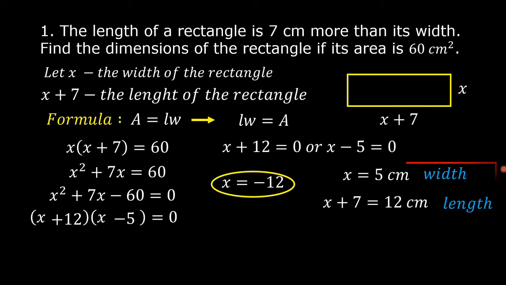So our answers are x is equal to 5 centimeters and x plus 7 is equal to 12 centimeters. The width is 5 centimeters, the length is 12 centimeters. If you want to check, 5 times 12 is equal to the area of 60 square centimeters.